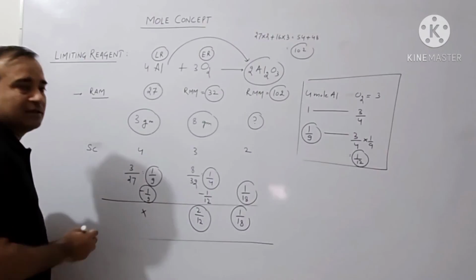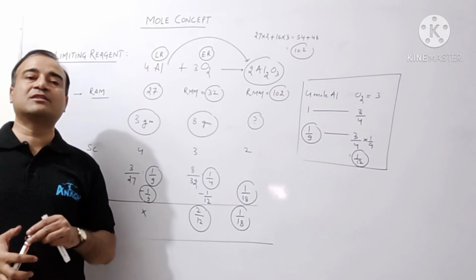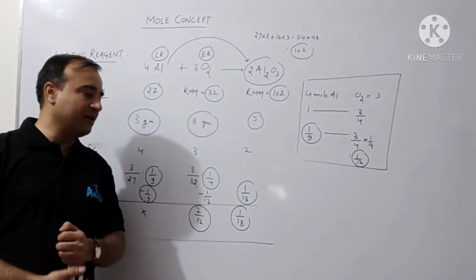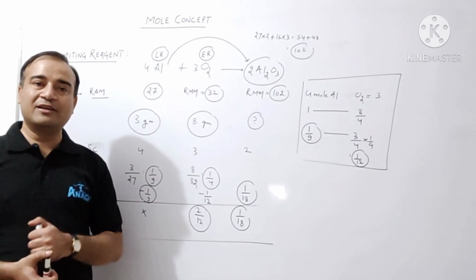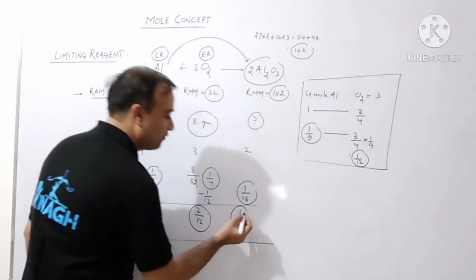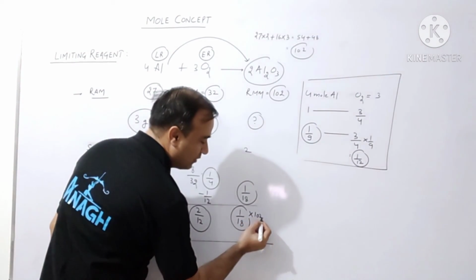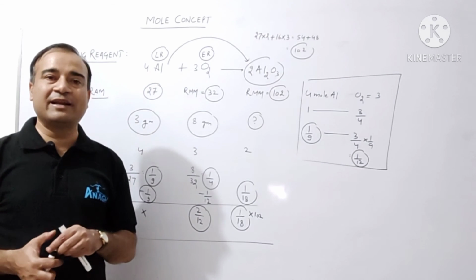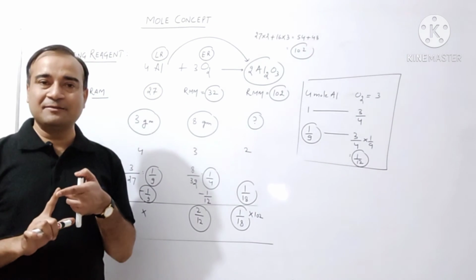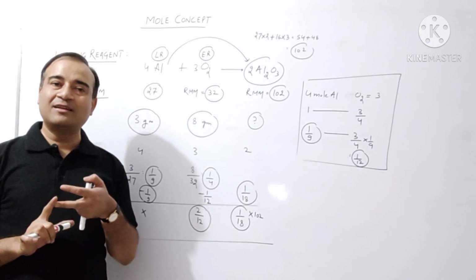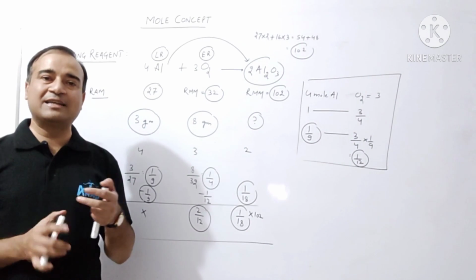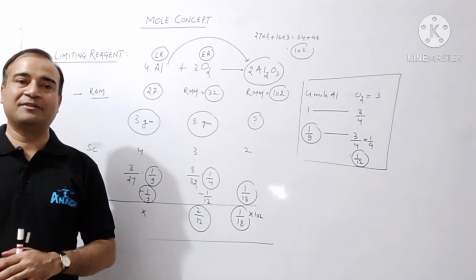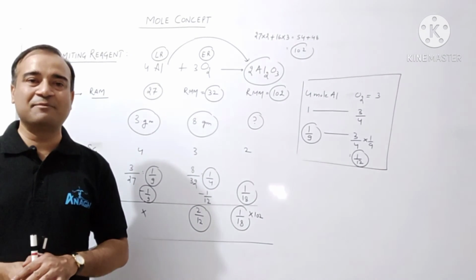So the answer is 2/12 or 1/6 moles of O2 is going to be left, and 1/18 moles of Al2O3 is going to form. How many grams of it are going to form? 102/18. So in this way, we can determine the limiting reagent, excessive reagent, amount of product formed, as well as the amount of excessive reagent left unreacted. So it is the topic named limiting reagent.